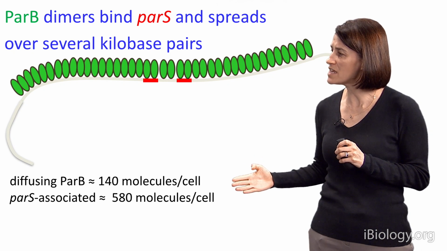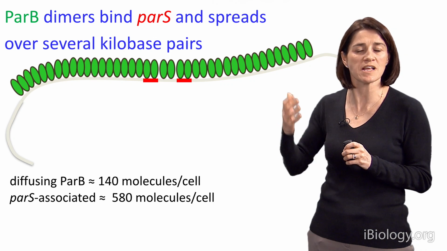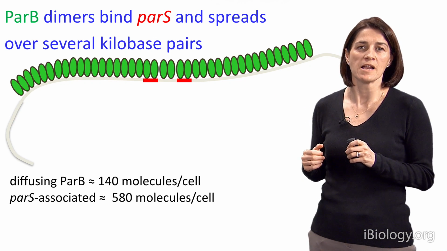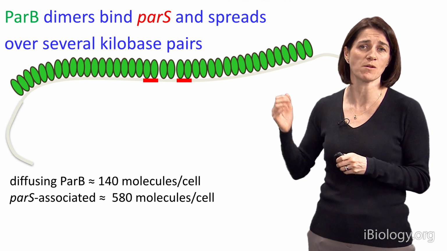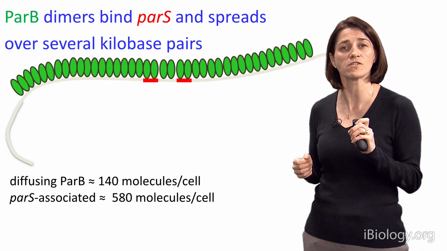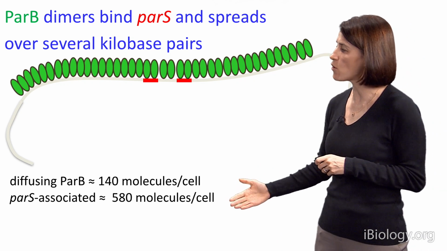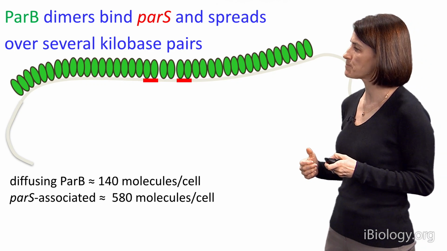Comparatively, we have only about 140 molecules of diffusing ParB. So that's just 20% of the pool. And that's going to result in a very low concentration of ParB in the cytoplasm. We estimate it to be under 1 micromolar, whereas it is over 500 micromolar at the partition complex.